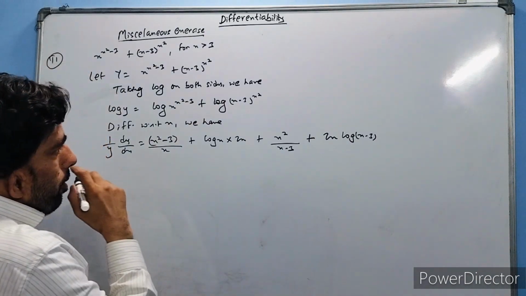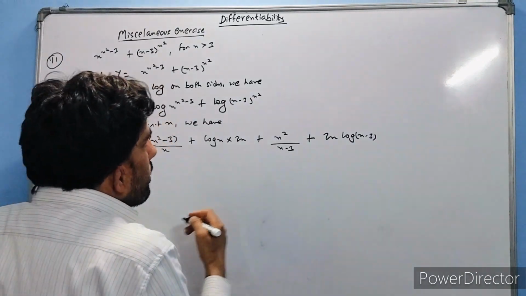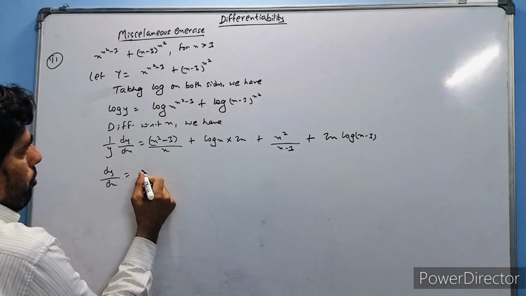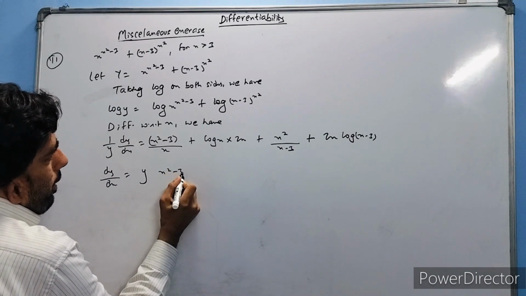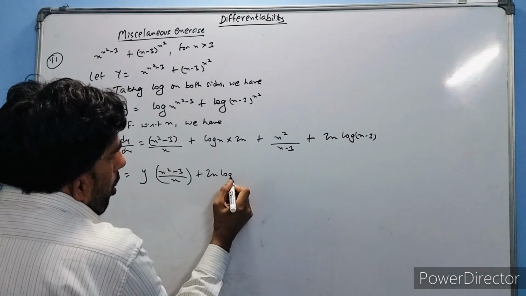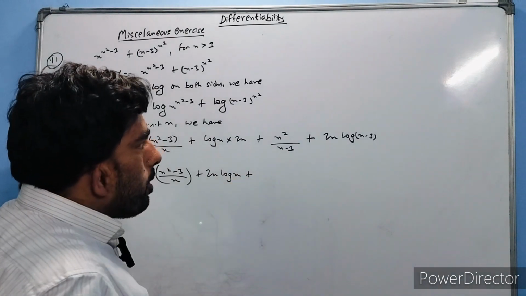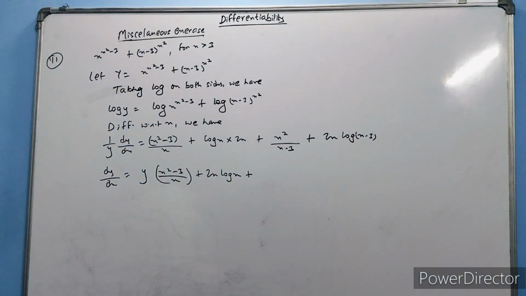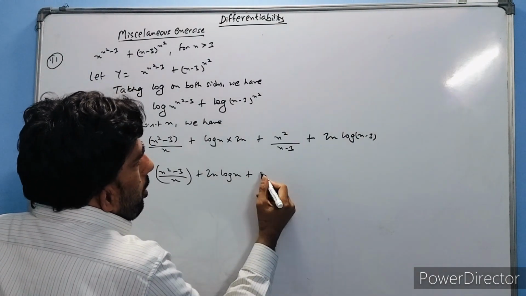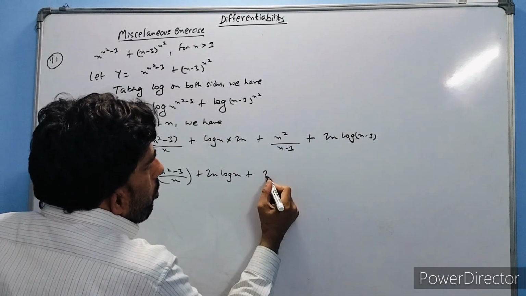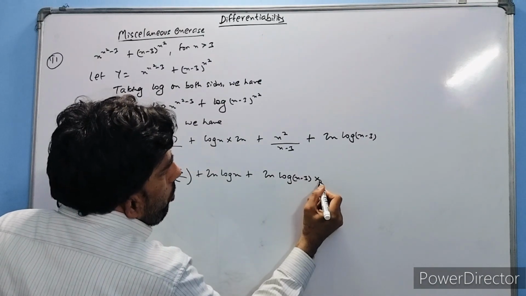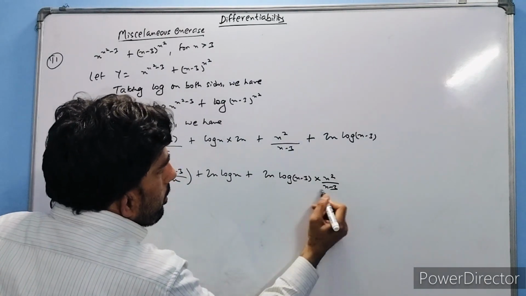So now dy upon dx will be y into x square minus 3 upon x plus 2x log x, plus, let us solve it in a simple way, 2x log of x minus 3 plus x square upon x minus 3.